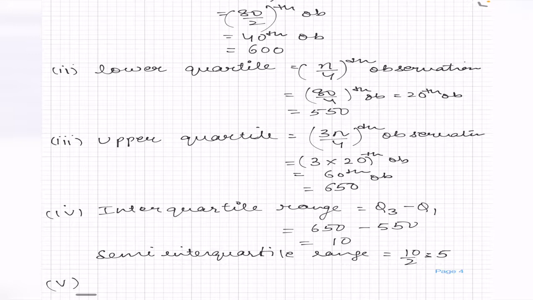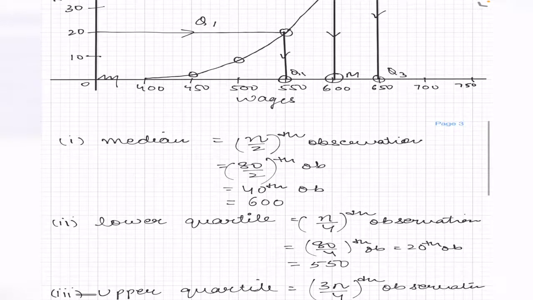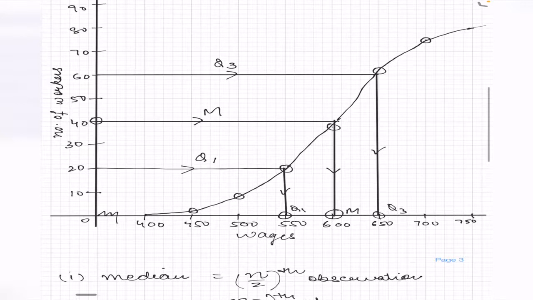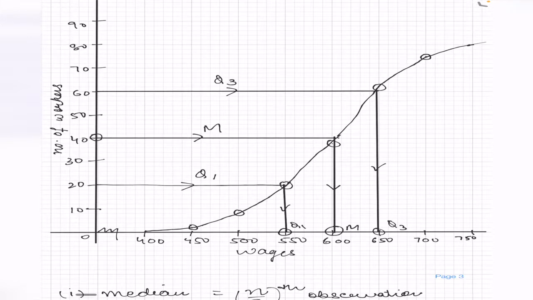Now we will move to the last part of the question, that is the number of workers who earn more than 625 rupees daily. Now we can see that our wages are on the x-axis. The last part is different from the previous parts. In the previous steps we were moving from the y-axis towards the x-axis. Now we have to find the number of workers, and the number of workers is on the y-axis and wages are on the x-axis. So we will check where 625 is on the x-axis. So 625 is here.